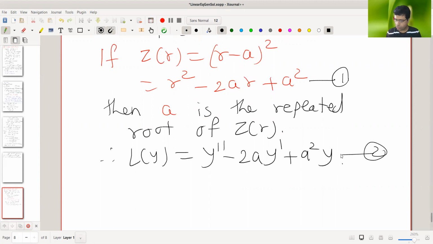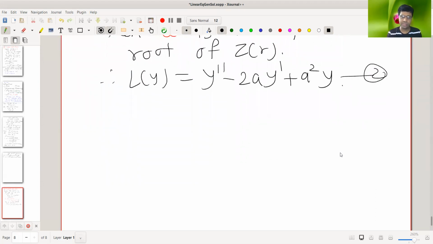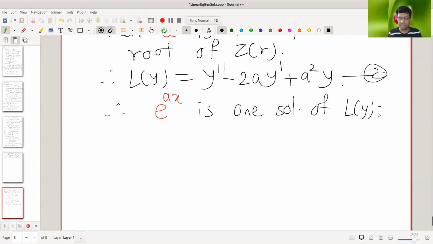Now, a is root of characteristic equation, so one solution should be e raised to a x. Okay, if a is root, then e raised to a x is one solution of L of y equal to 0.